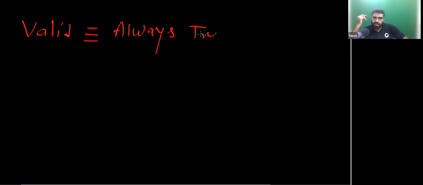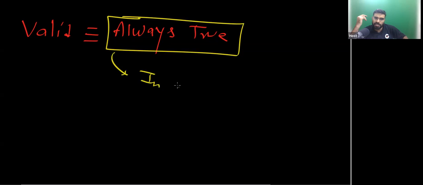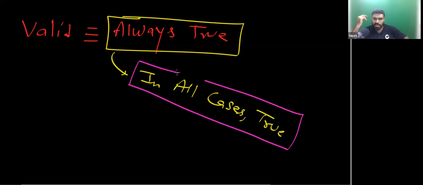And tell me, when can you say something will be valid? Valid means always true. So always true means in both the cases it must be true. Agree? It simply means in all cases it must be true. If in some case it is not true, then it is invalid. So simple idea. Valid means always true, in all cases. Okay. Now let's solve this question very easily.